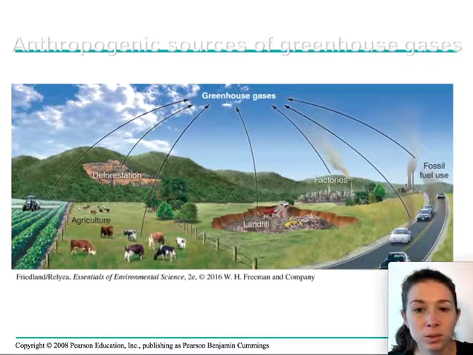Where are the sources of greenhouse gases that humans have brought? So agriculture produces a lot of greenhouse gases, a lot of methane from the cattle and animals that we grow. Other agriculture, even growing plants, contributes to greenhouse gases.